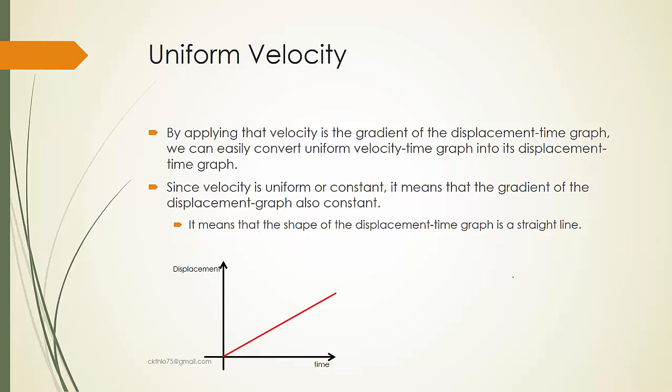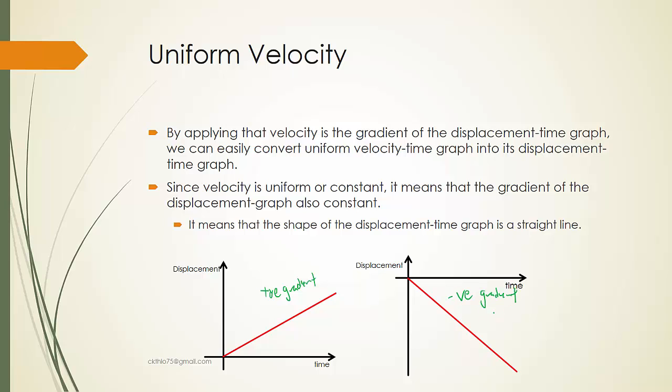So it would be something like this, or it could be something like this. I'm sure you can infer right now that this is a positive gradient, which means that the velocity is positive. In this case, this is a negative gradient, so the velocity is actually negative.